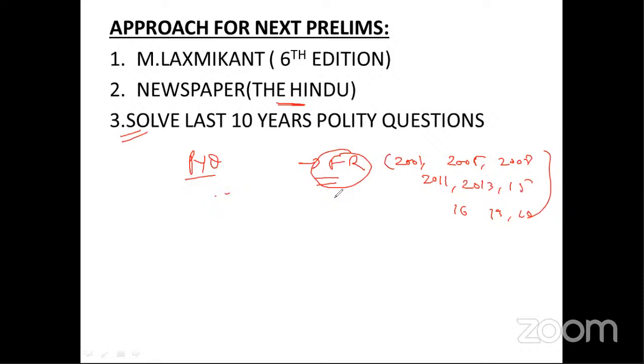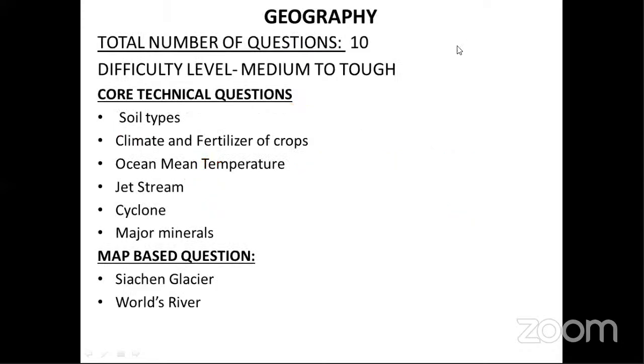What is important here is that you do not need to become a master in polity, geography or science and technology. You have to guess the questions, you have to understand the syllabus, and that requires a smart strategy. Okay, so this is my important suggestion for you: solve past year questions from polity, not only polity, but for each and every subject. Okay, now next one is geography. Geography is one important area where UPSC continuously asks questions every year. Last year, 2020, there were 10 questions from geography.